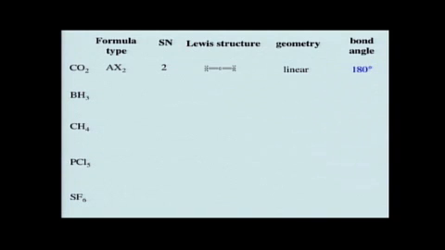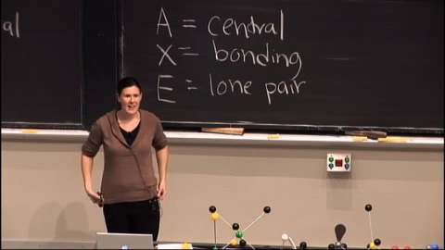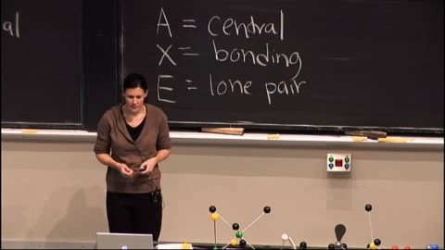So the first case is what we saw at the beginning of class, carbon dioxide. And we said that that was linear, and now we know why it's linear. It has a formula of AX2 and an SN number of 2. And that's a bond angle of 180 degrees.